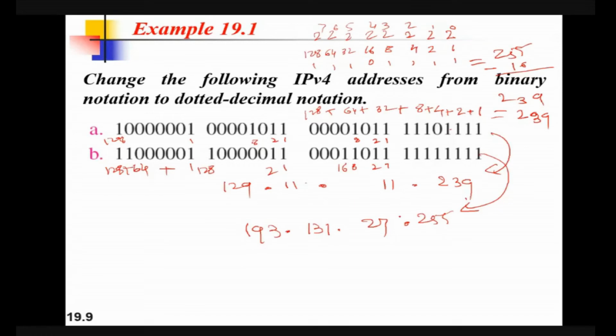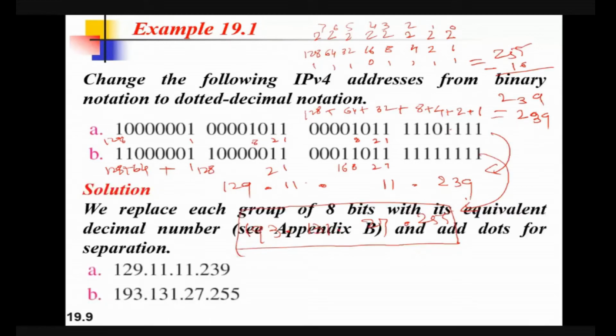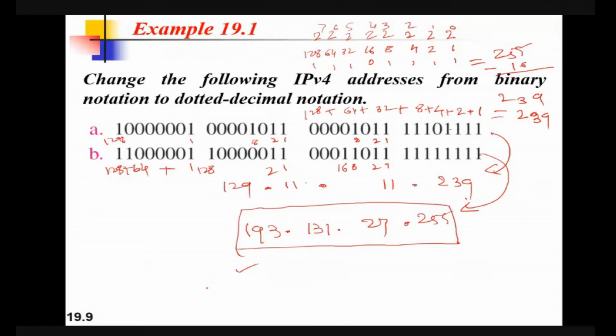Okay, so we will get this practice only if you solve more examples. Let us check whether I have calculated it correctly or not. This is the answer for the first that we have calculated, 129.11.11.239. So it is correct. The next answer we have calculated as 193, 131, 27, 255. 193, 131, 27, 255. So both are correct.